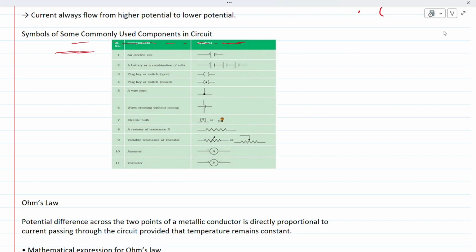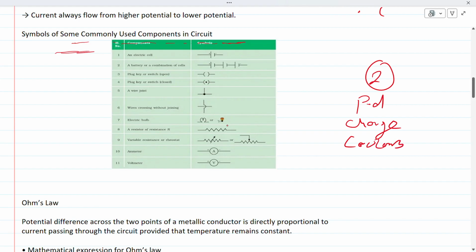Hello everyone. In this lecture, we are going to study Ohm's law. Before that, in the previous two lectures, we studied potential difference, charge, coulomb, and we also read the equation Q is equal to NE. Even if you have not watched that video, please go and watch it.